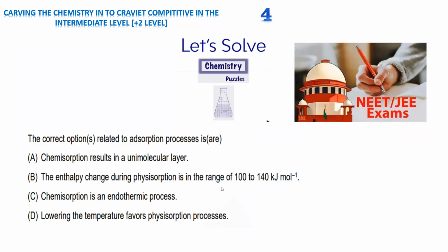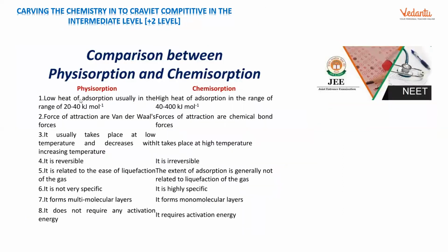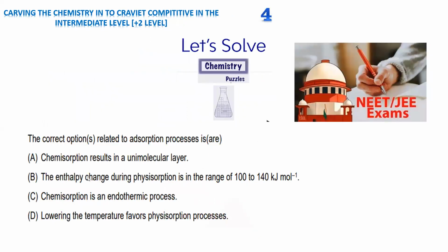Enthalpy change during physisorption is 100 to 140 kilojoules per mole. If you see the enthalpy during physical adsorption, 20 to 40 kilojoules are there. During chemical adsorption, 40 to 400 will be there, right? So physisorption is up to 40 kilojoules, meaning a lower temperature. This is not one that can be operated at higher temperature, so we can cancel this. Enthalpy change of physisorption being 100 to 140 is the wrong answer. It is the chemisorption range. And let's move on to C. Chemisorption is an endothermic process.